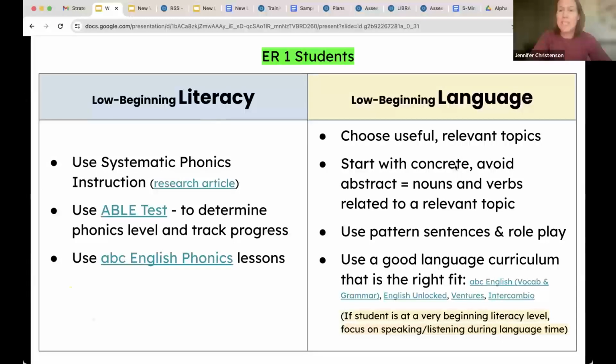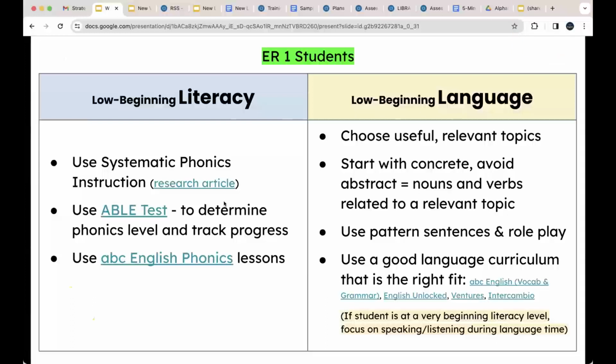So on the language side of things, you do want to be speaking and listening with lots of authentic language. You don't want to limit your language development to the types of words that students are able to read within their decoding progression. And so that's why at this low literacy level, you're separating those more. And then as they develop those basic phonics skills, they'll come together more.